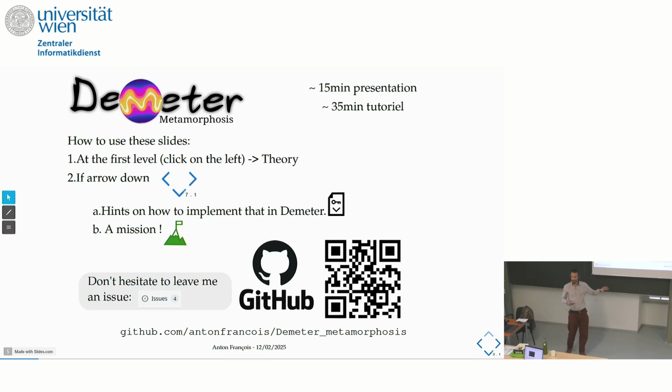So there are 2D slides, which is a bit different from what you are used to. On the first row, you have all the theory and all the things I will talk about today. If you see an arrow pointing down, that means there is more material to read about the library, or a mission. If you accept the mission, you can try it out for yourself. They are also marked with symbols, the little file with a key or the mountain.